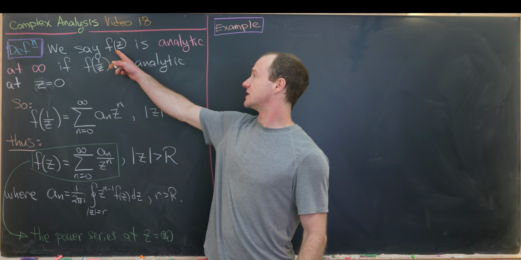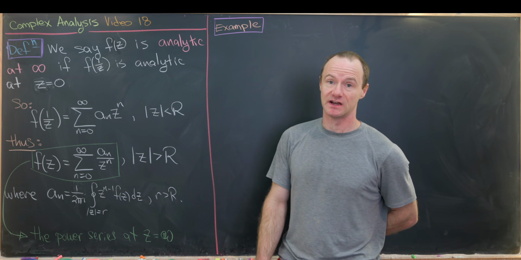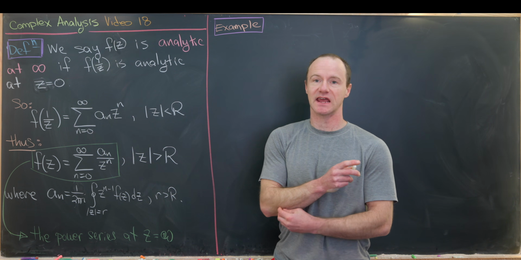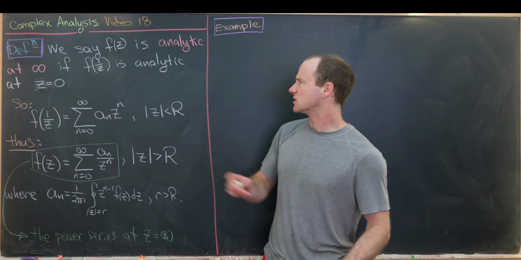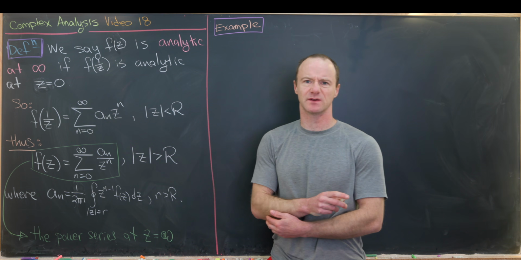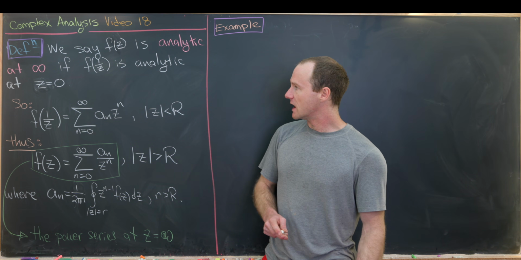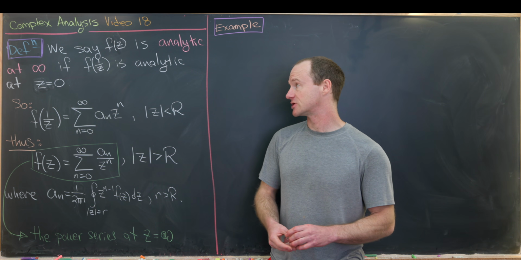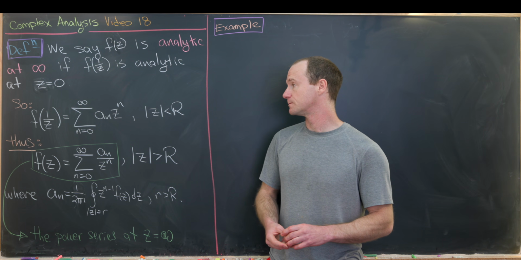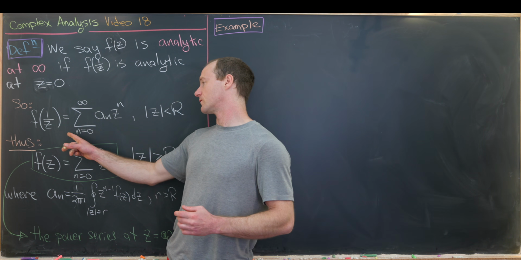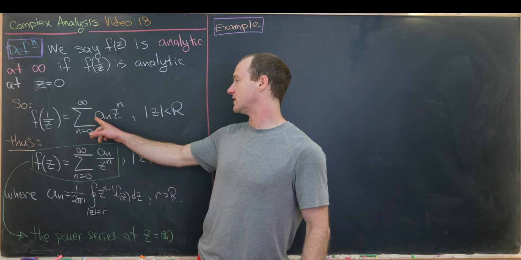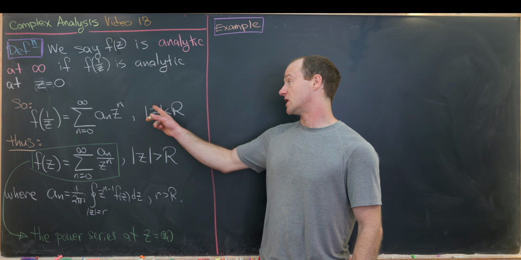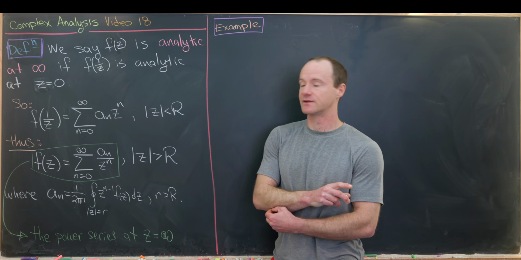So let's say a function f of z is analytic at infinity, so that's the phrase that we're defining, if f of 1 over z is analytic at 0. So that's good. We've put this new definition in terms of something that we totally understand already. But if f of 1 over z is analytic at z equals 0, that means it has a Taylor expansion about z equals 0. So that means we can write f of 1 over z as the sum as n goes from 0 to infinity of a sub n z to the n for some |z| less than r, where that's our radius of convergence.